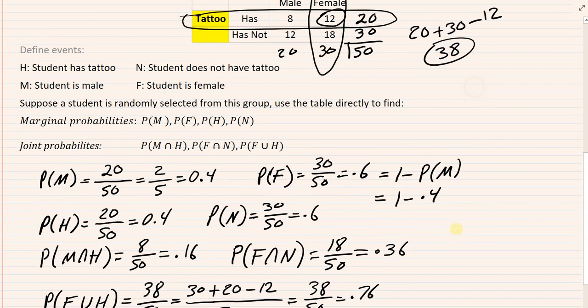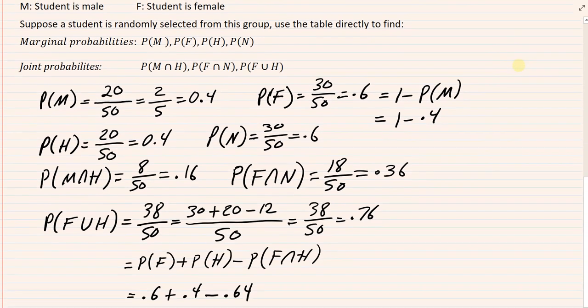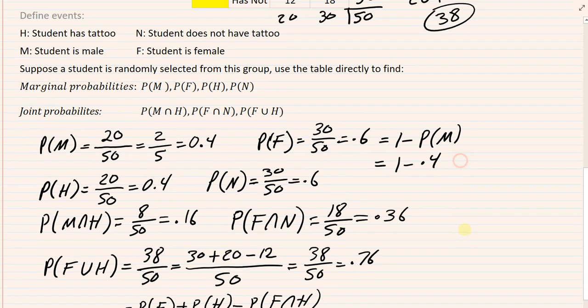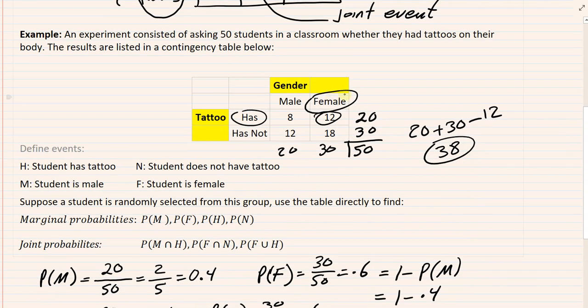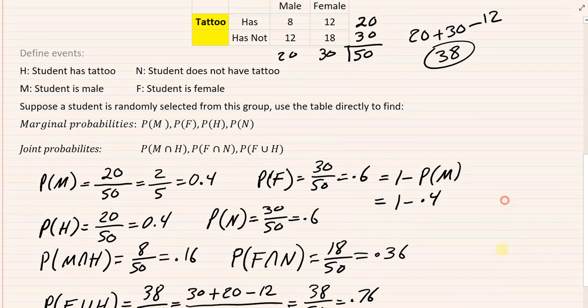Or we can go F and N. Let me clear this up. F and N is going to be like this: females and has tattoo. It's going to be 12 out of 50. Sorry, good thing I looked. It's going to be 24%. Okay, and that's going to be 76%. Female or have tattoo. Okay. All right. And there you go. That's the answer to this exercise.